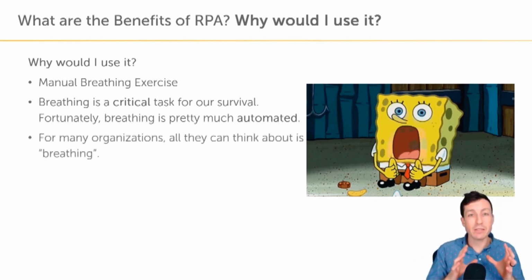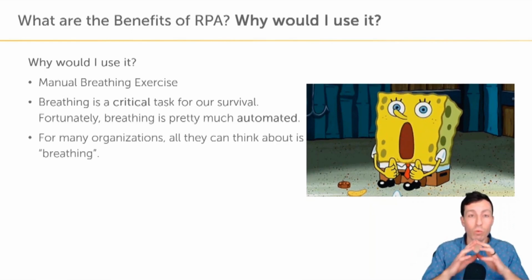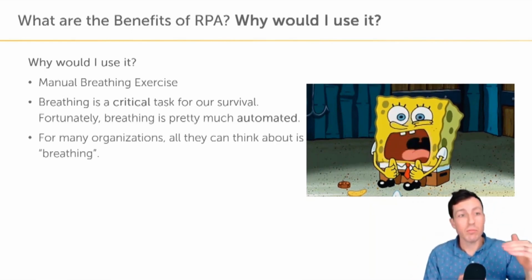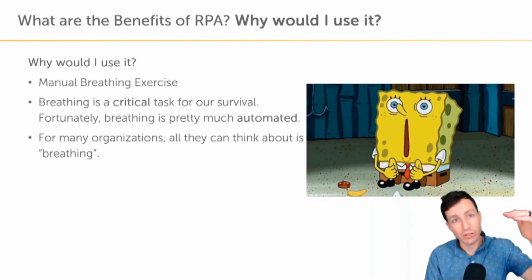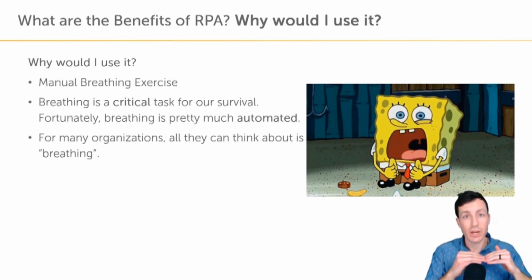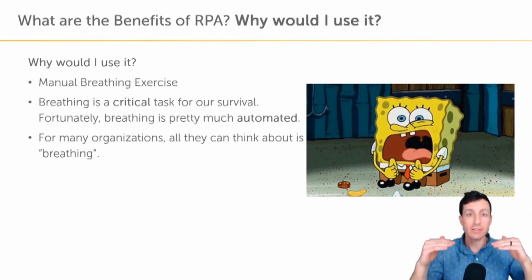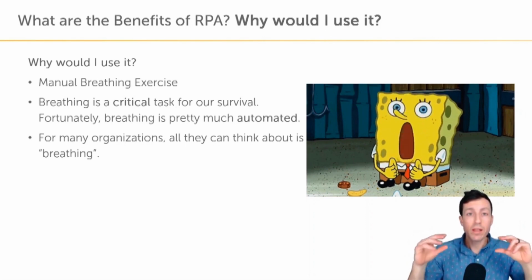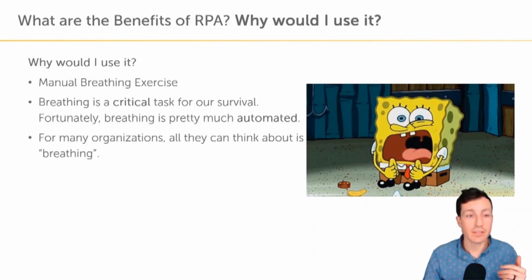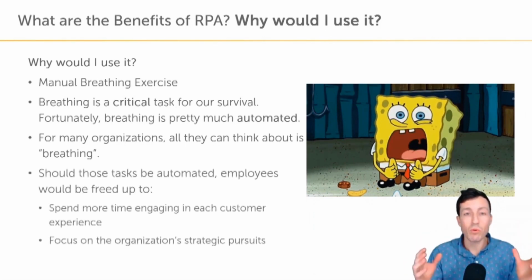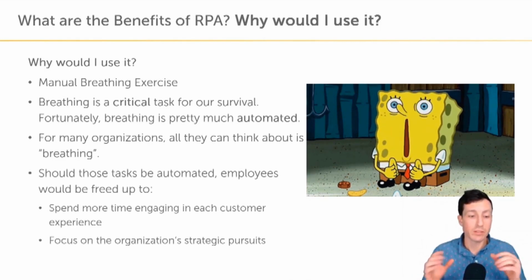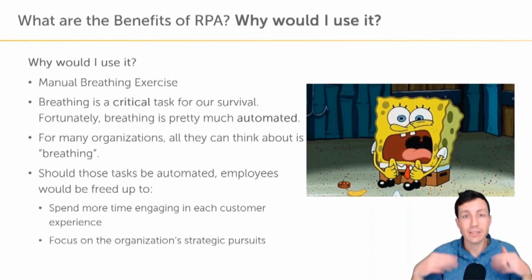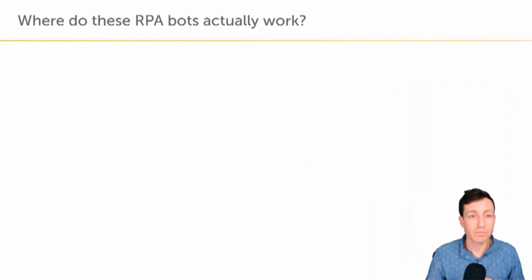What kind of tasks does your organization have where all you can think about is the breathing? What are those operational tasks that are keeping some groups from being able to do what they'd like to do instead of just doing what they have to do, right? And so if we can automate some of those tasks and give them, for lack of a better word, breathing room in their group, they can do those more advanced tasks that might mean spending more time engaging with our customer experience, focusing on the organization's strategic pursuits, instead of just these day-to-day, keep the lights on kind of tasks.